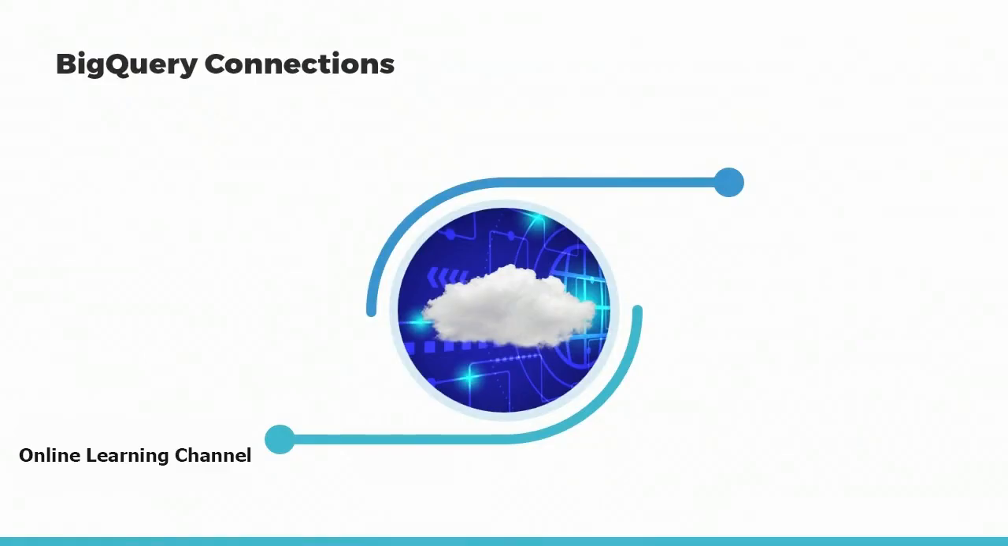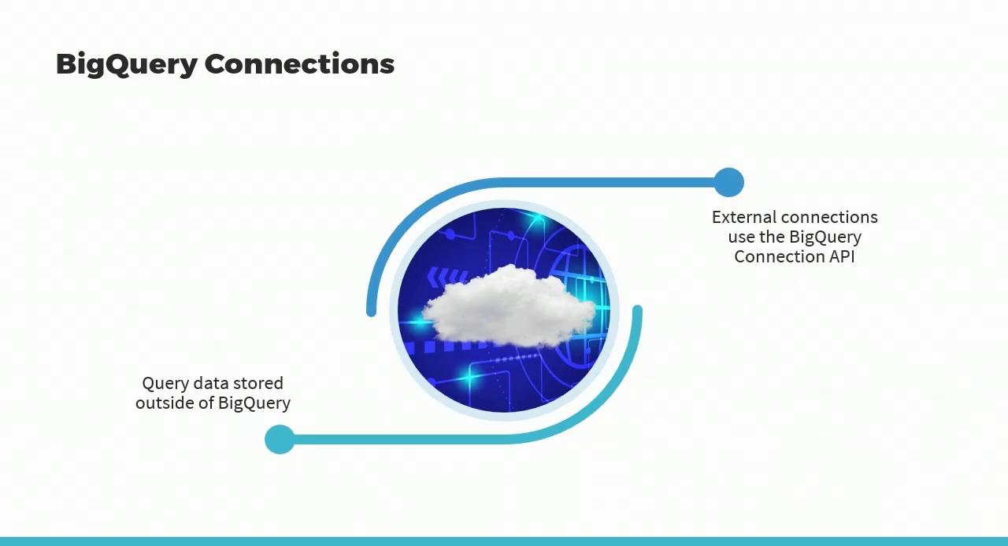In this video, I'm going to describe how BigQuery connections can be used to query data outside of BigQuery. Let's first understand what these connections are. BigQuery allows us to query data that's stored even outside of BigQuery in Google Cloud services. So I can use things like Cloud Storage or Spanner. And these external connections will use the BigQuery connection API. I can even look into third-party sources like AWS or Azure. And these connections are what's going to allow us to query that information.